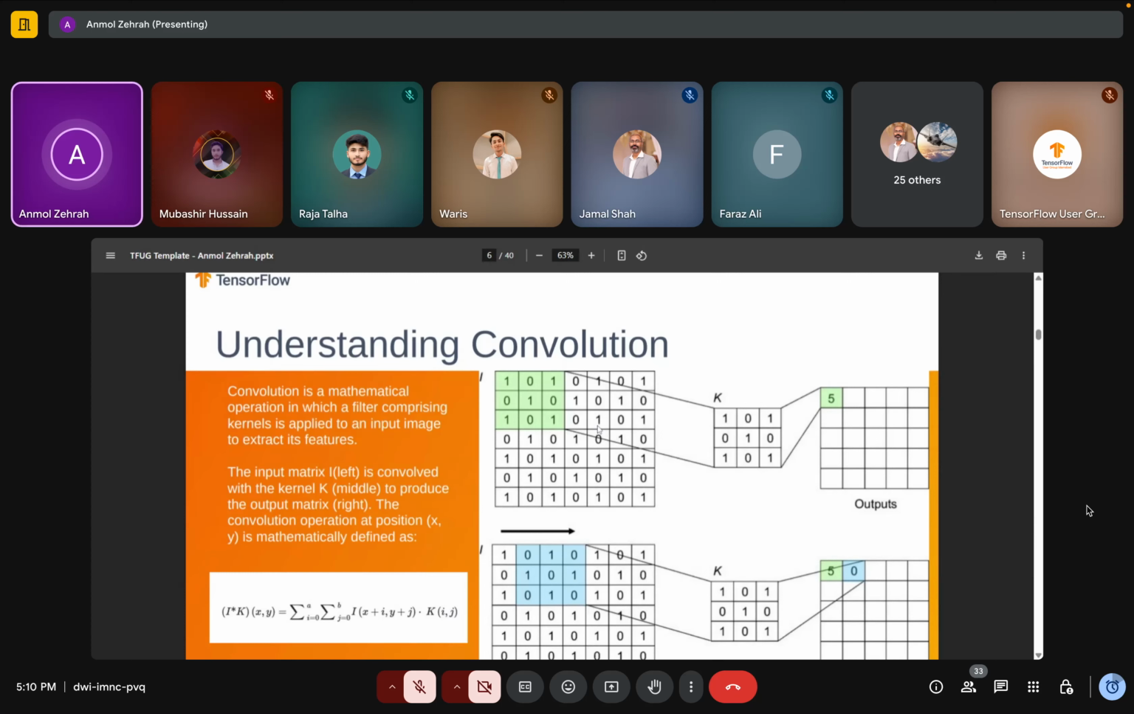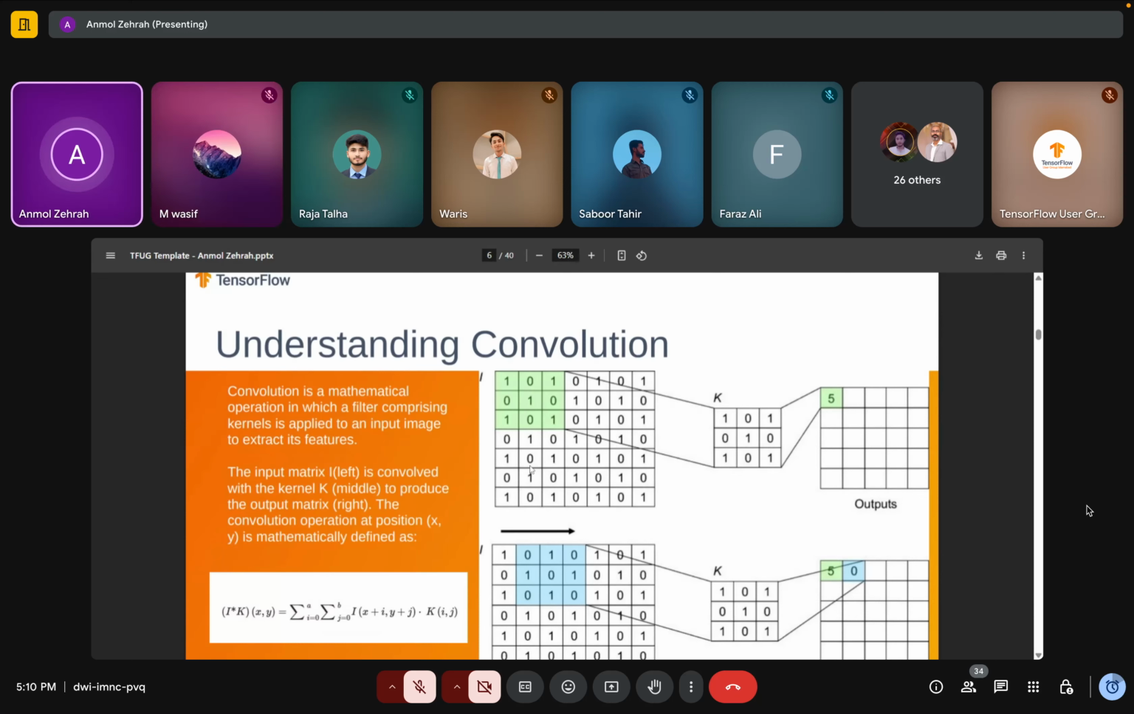Then on the right, you can see we have an output matrix, which will be storing the results of the operation. At any position xy, we are basically computing a dot product between the kernel and the corresponding patch in the image. And then its output is stored.